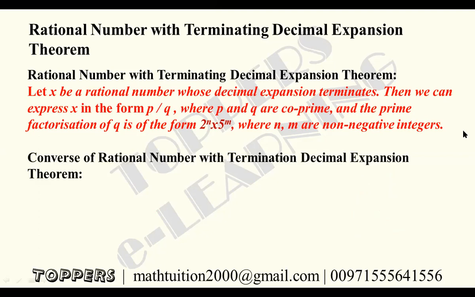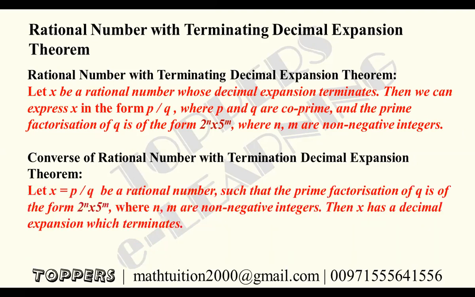Fine. So the converse of the rational number with terminating decimal expansion theorem: let x equal to p by q be a rational number such that the prime factorization of q is of the form 2 raised to n into 5 raised to m, where n, m are non-negative integers, meaning they are whole numbers. Then x has a decimal expansion which terminates. That's the converse we can say.